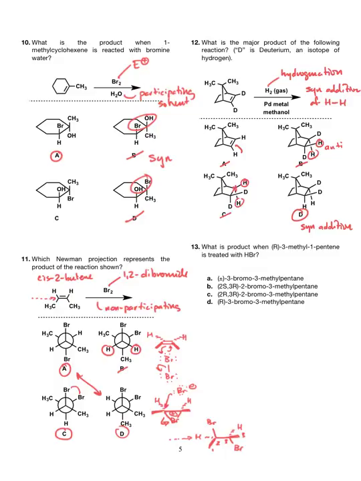In question 13, you're asked what the product is when R, 3-methyl-1-pentene, is treated with HBr. So you need to go ahead and draw out that structure. So here we have the 1-pentene. Now we need to draw in the 3-methyl with the R stereochemistry. So if we do that, we're going to go ahead and put the methyl group back.